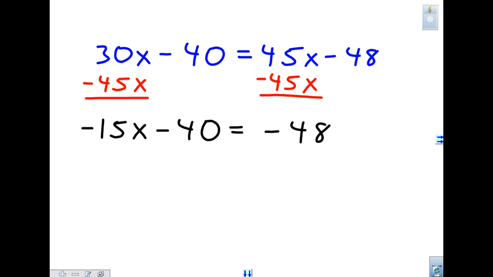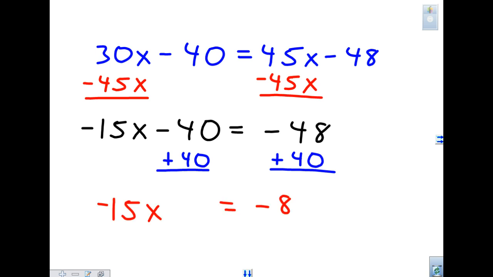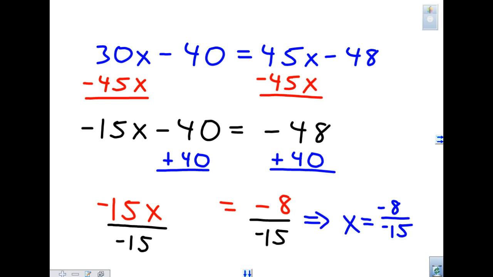Right? The next step is to get rid of the minus 40 on the left-hand side, and I can do that by adding 40 to both sides. That eliminates it from the left-hand side. And so when we combine like terms, the negative 15x gets copied down, the 40s cancel out, and on the right-hand side, negative 48 plus 40 gives me negative 8. And now to get x by itself, we divide by the negative 15 on both sides. Right? We divide because the negative 15 is being multiplied to the x, so we divide to get rid of it. And what we end up getting is x equals negative 8 over negative 15.